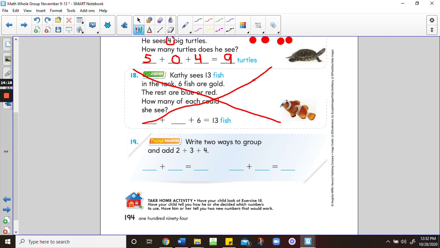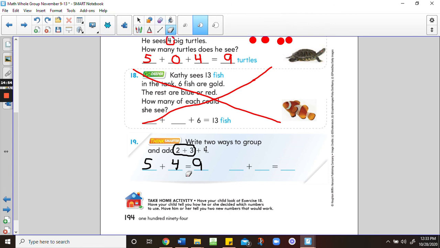Our last one today. Write 2 ways to group and add 2 plus 3 plus 4. So what they just want you to do is first I'm going to add the first 2. 2 plus 3 is, you got it, 5. Plus the one we have left over is 4. And then that makes a problem, 5 plus 4. You could draw dots to help you. You could count on. I'm going to count on. 5, 6, 7, 8, 9. That's one way.